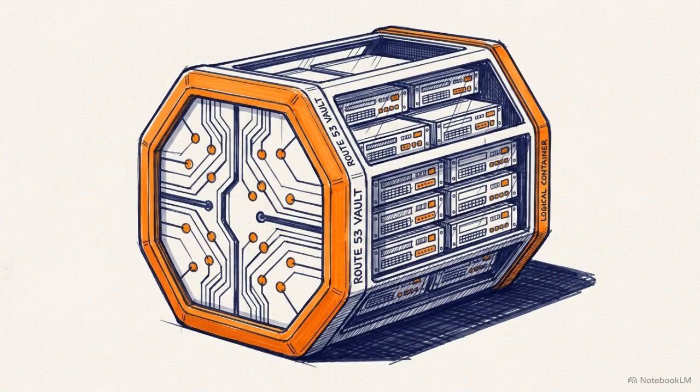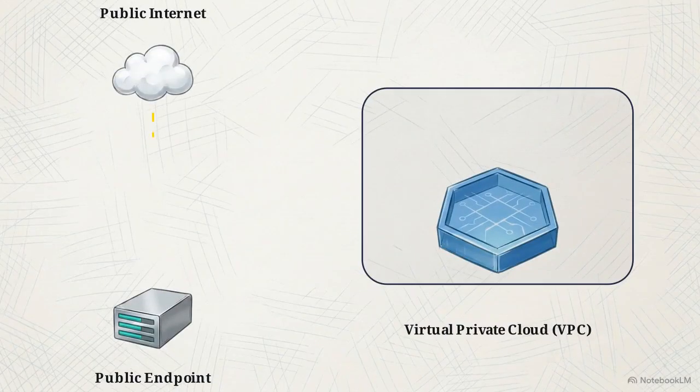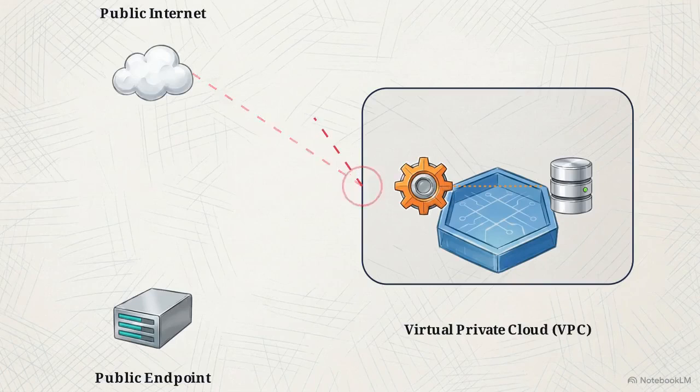Records are organized within hosted zones, which serve as the logical containers for a domain's routing configuration. A public hosted zone is accessible via the internet, containing the records that route external traffic to your public endpoints. In contrast, a private hosted zone is isolated within a virtual private cloud, resolving internal queries for private databases unreachable from the internet. This allows internal names like application.internal. Because these zones are invisible to the public, your internal topology is never exposed.